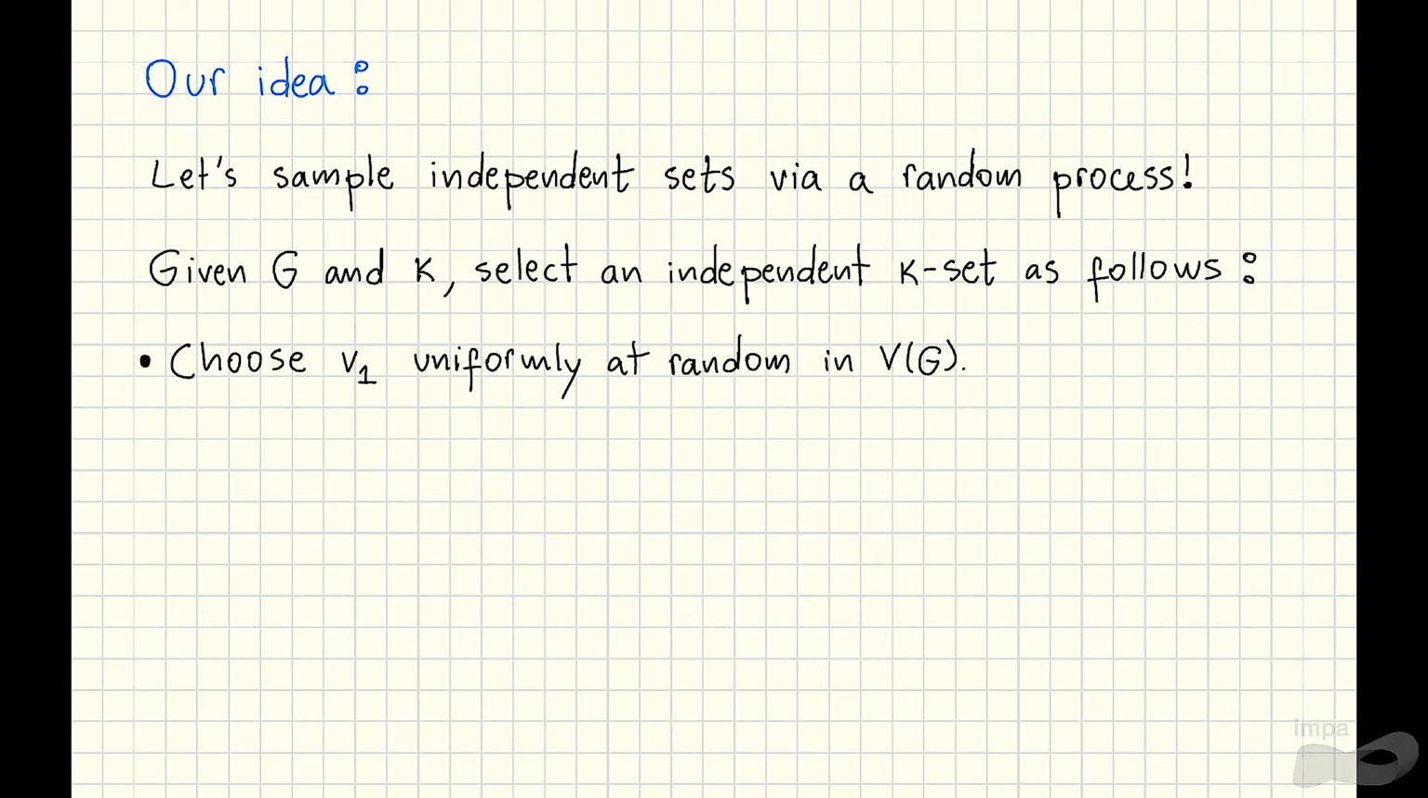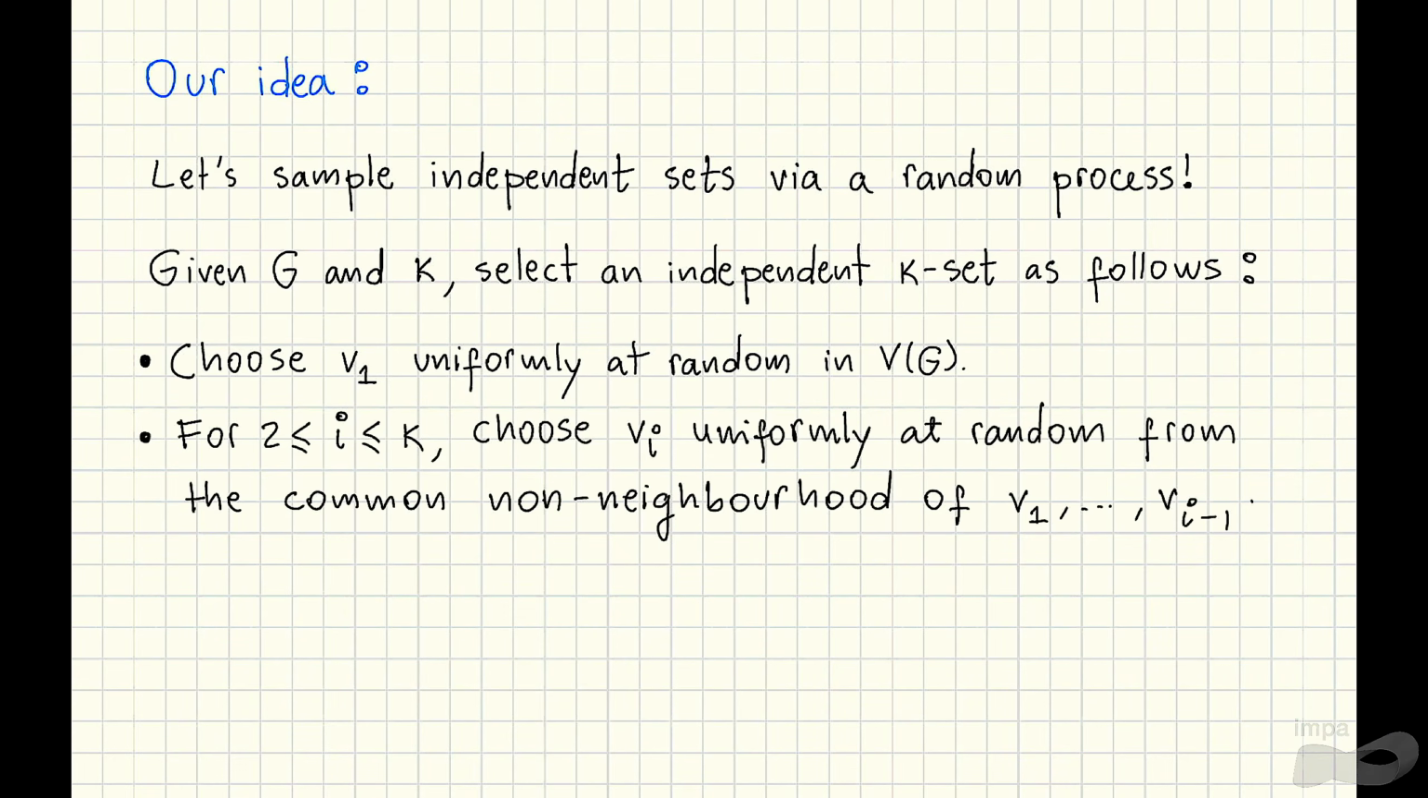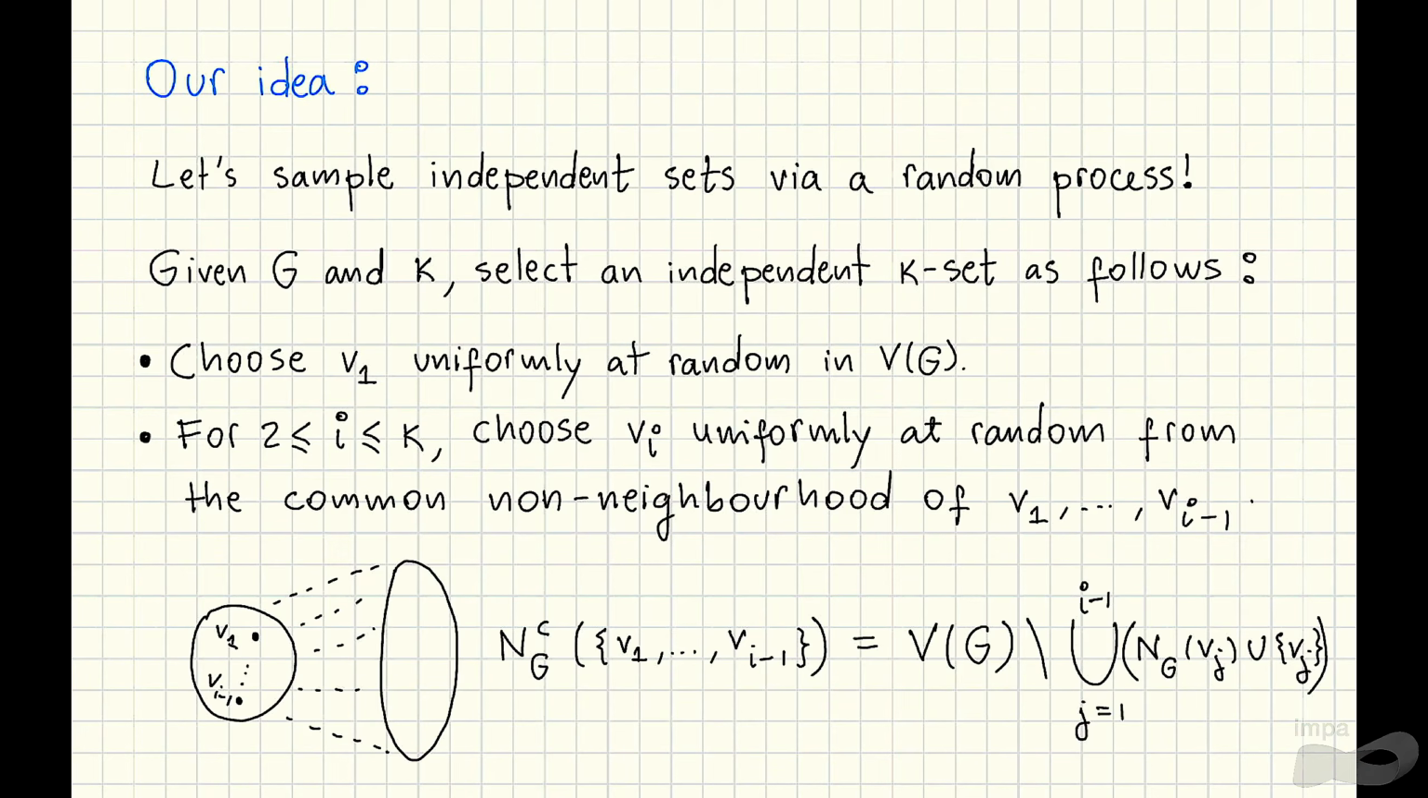You choose the first vertex uniformly at random. Then the second vertex, you choose uniformly at random among the known neighbors of the first vertex, and so forth. So at some point, you're going to have some selection of V1 up to Vi minus 1, and then the vertex Vi, you select in the common known neighborhood of the vertices that you already chose. Is it clear? And the common known neighborhood is just the total vertex set minus the neighborhood of each of V1 up to Vi minus 1, minus all the vertices that you already selected. Is it clear? Okay, good.